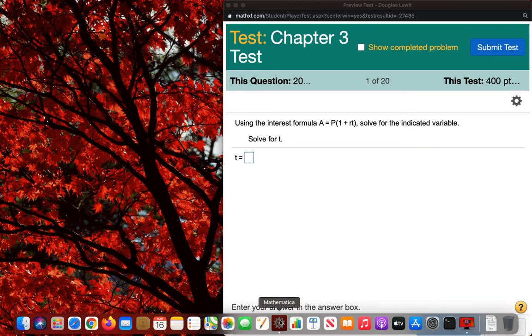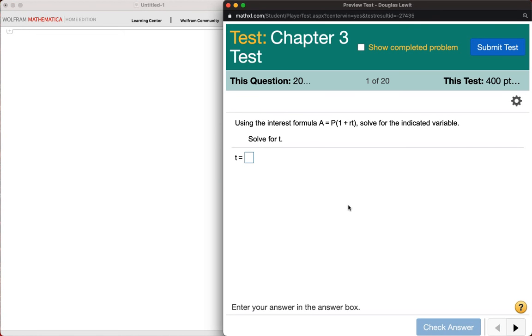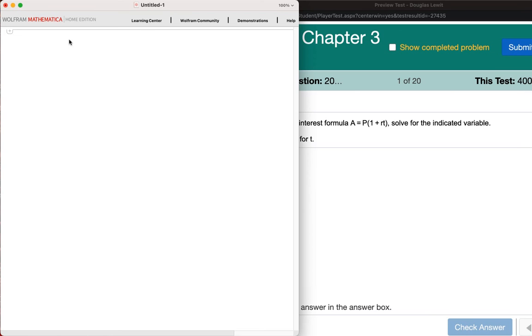Okay, so let's see. Question number 1. And remember, your questions are going to be a little bit different from my questions, okay? Using the interest formula, A is equal to P times 1 plus RT, solve for the indicated variable. Solve for T. Well, you know what? I'm going to be lazy and I'm just going to use Mathematica's Solve command.